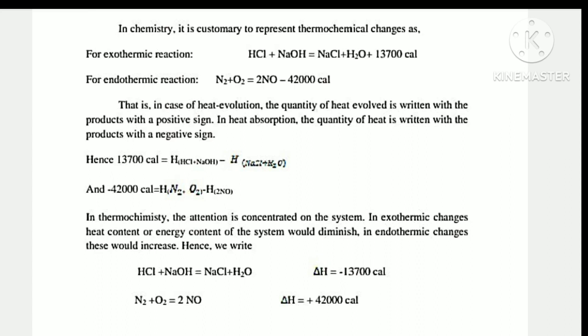In thermochemistry, the attention is concentrated on the system. In exothermic changes, the heat content or energy content of the system would diminish, and in endothermic changes, it would increase. Hence, we write HCl plus NaOH is equal to NaCl plus H2O, in this delta H is equal to minus 13,700 calorie, and N2 plus O2 is equal to 2NO, delta H is equal to positive 42,000 calorie.